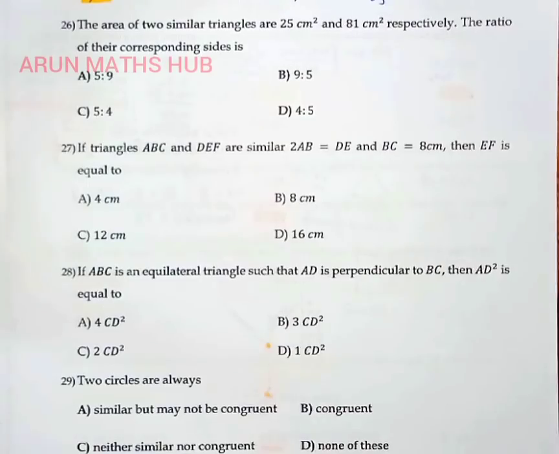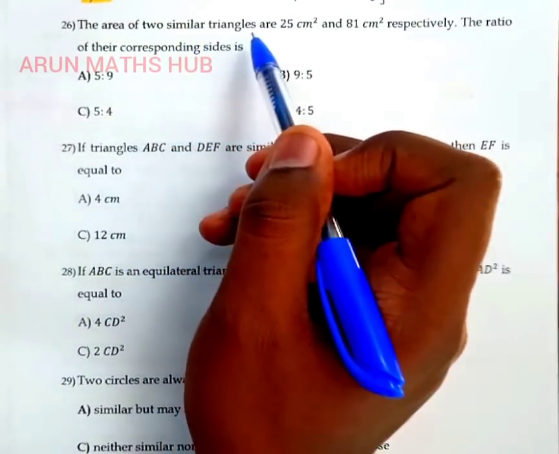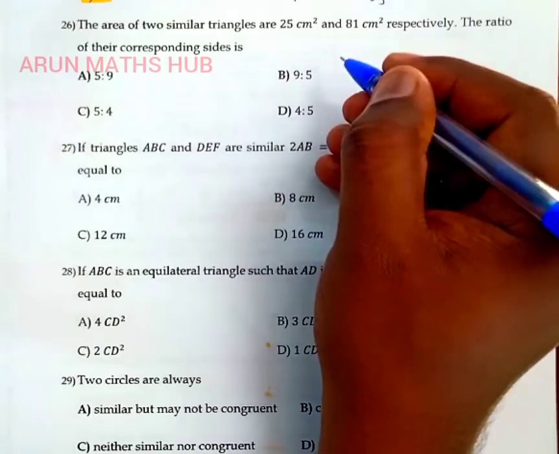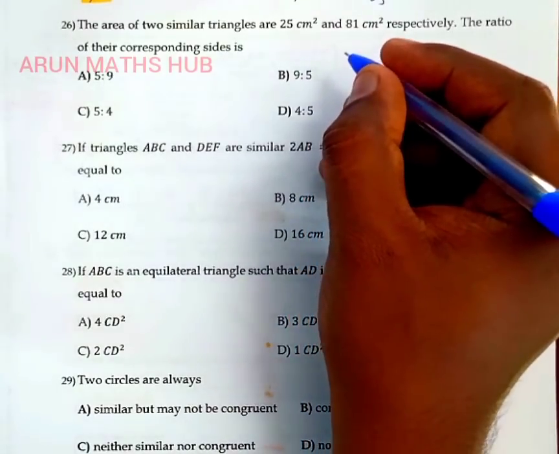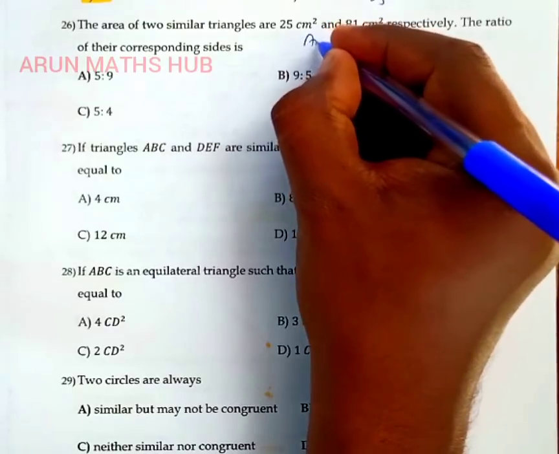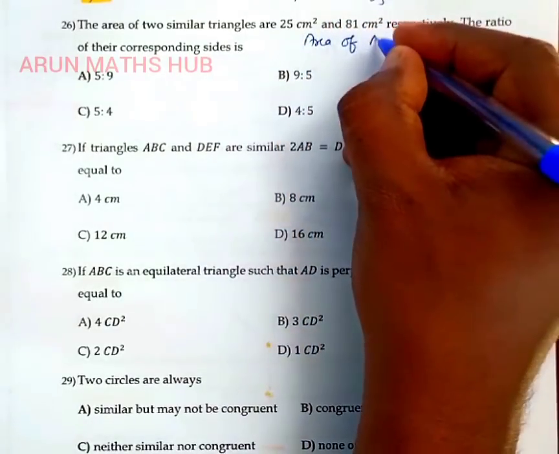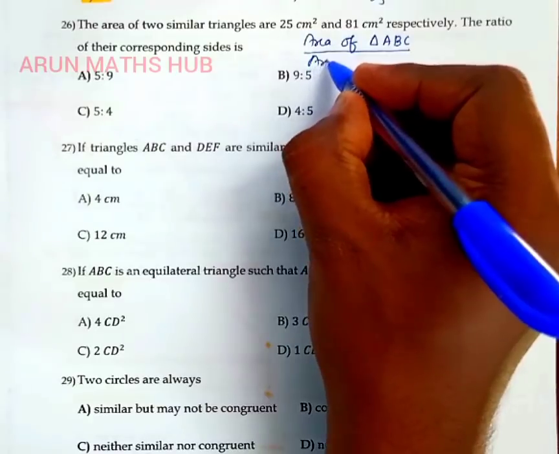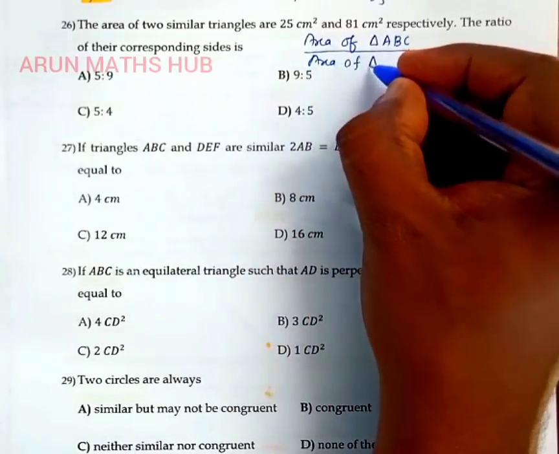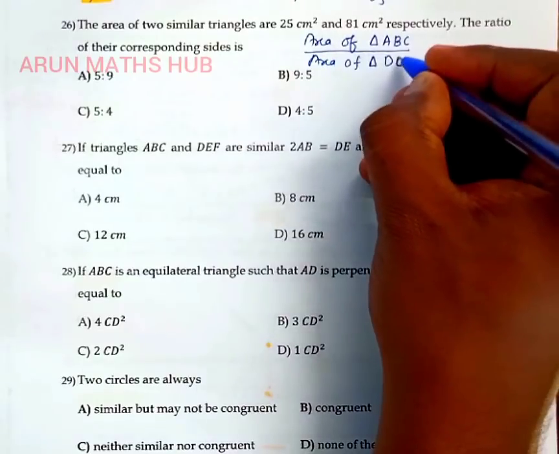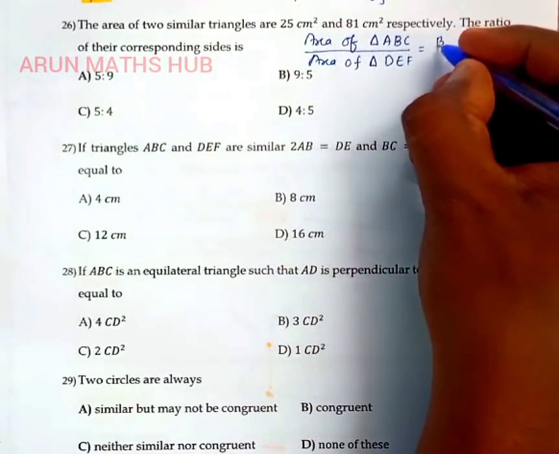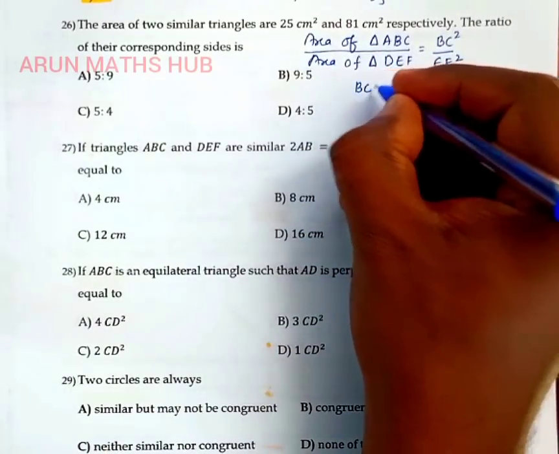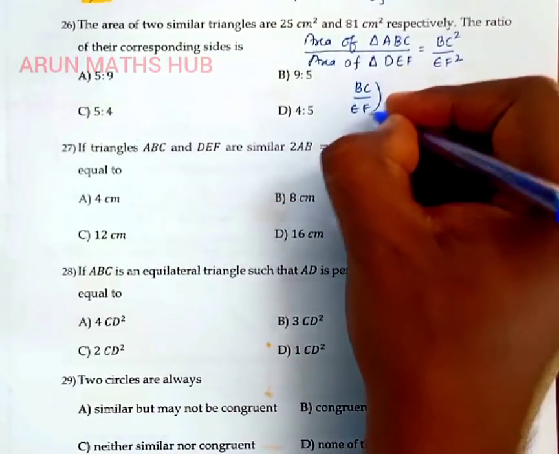Question number 26. The areas of two similar triangles are 25 square centimeter and 81 square centimeter respectively. The ratio of their corresponding sides is? We know that area of triangle ABC divided by area of triangle DEF equals the square of their corresponding sides, which is BC square by EF square. Now we need to find out the ratio BC by EF.